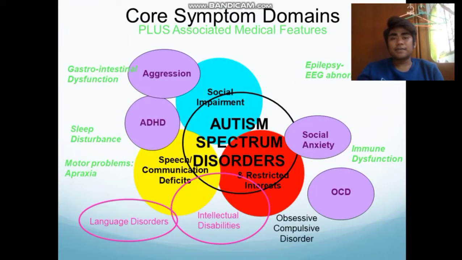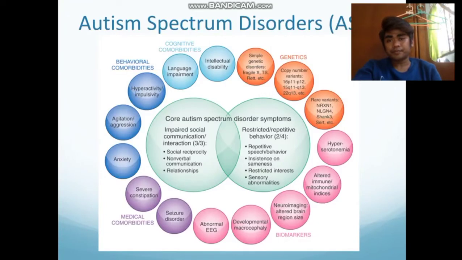Core symptoms plus associated medical features: gastrointestinal dysfunction, ADHD, sleep disturbance, motor problems. Autism spectrum disorder core symptoms impact social communication and interaction, and then social reciprocity, nonverbal communication, and relationships.